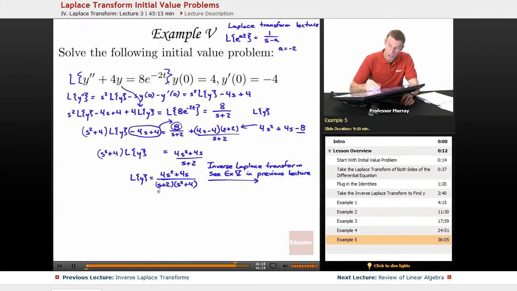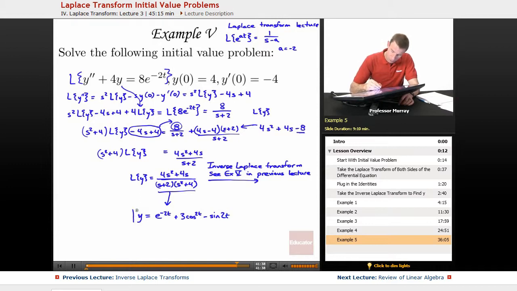And what we did was we started with this function of s, and we did partial fractions on it. We worked backwards, and we finally found a function for y in terms of t: e^(-2t) plus 3 cosine 2t minus sine of 2t.